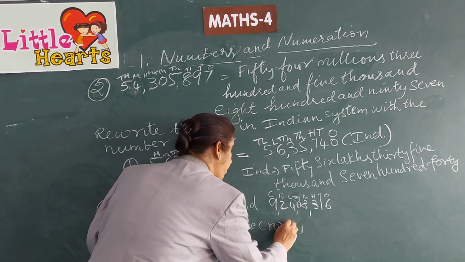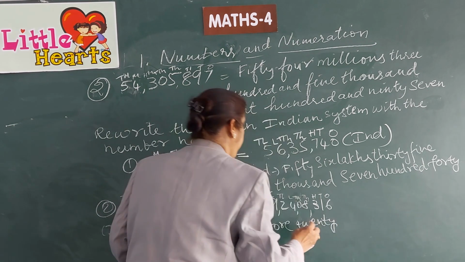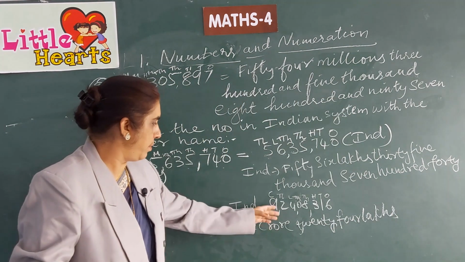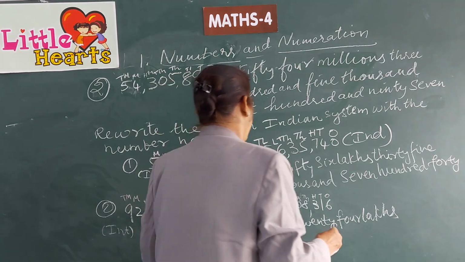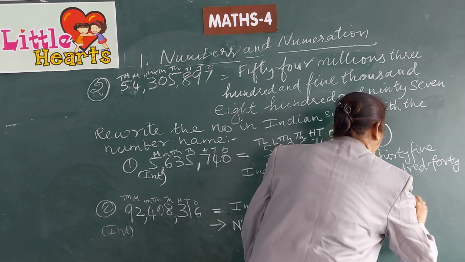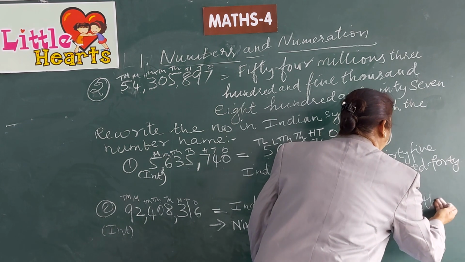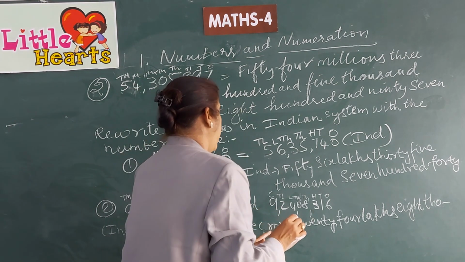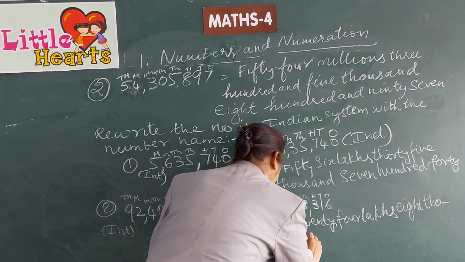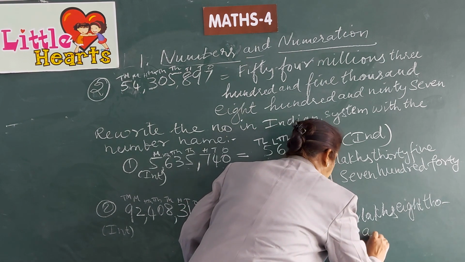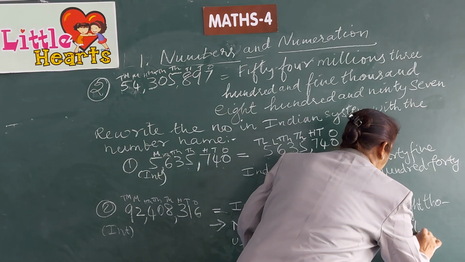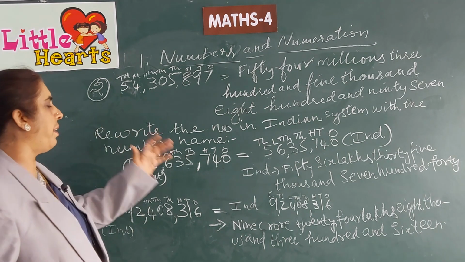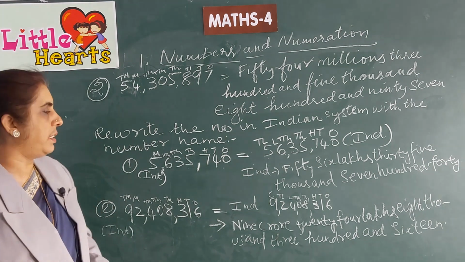9 crores, 24 lakhs, 8,000, 316. So, it is very easy to change a number from the international system to the Indian system if you know the places in both the systems.